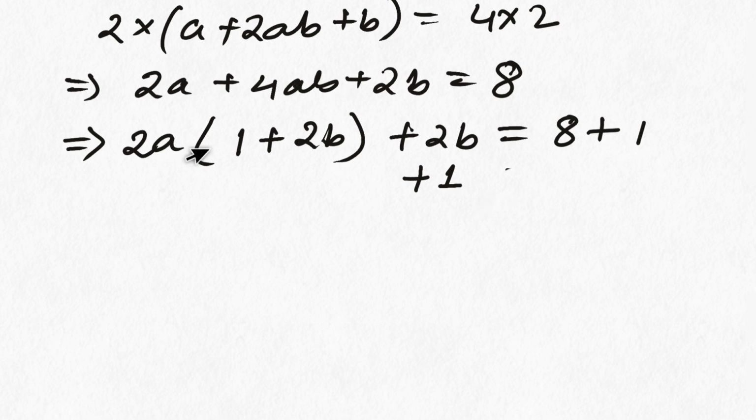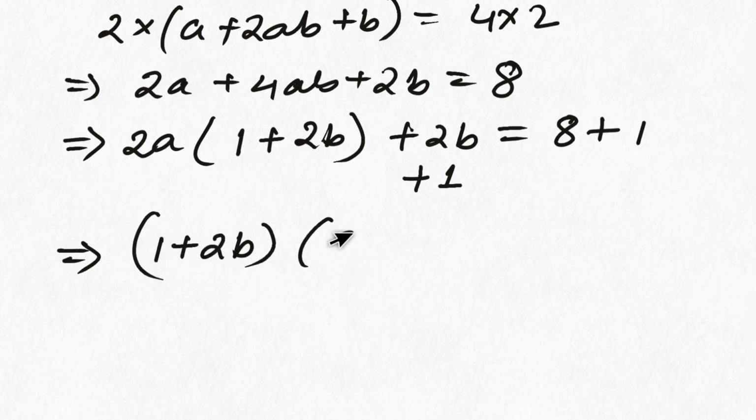Because we now have a common binomial factor, we can factor out the entire quantity of 1 plus 2b. When we do that, we're left with 2a from the first part and a 1 from the second part. This gives us our beautifully factored form: the quantity 1 plus 2b times the quantity 2a plus 1 equals 9.